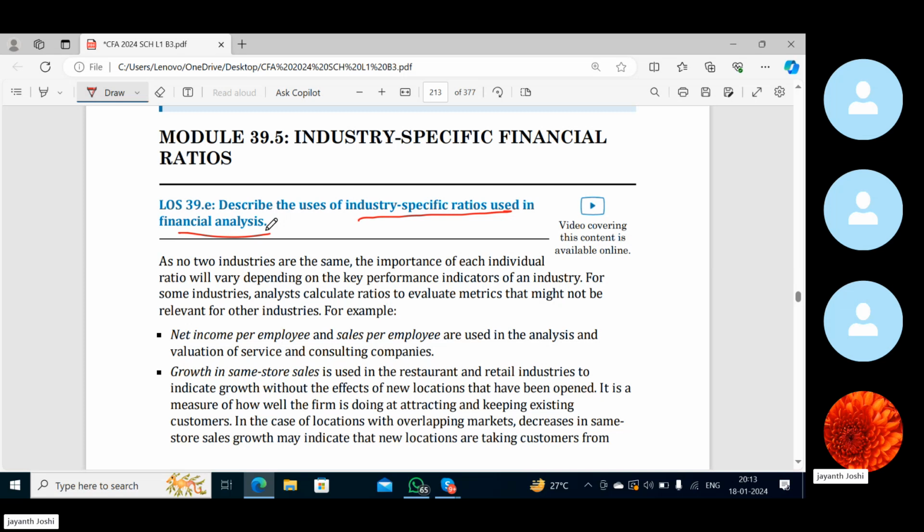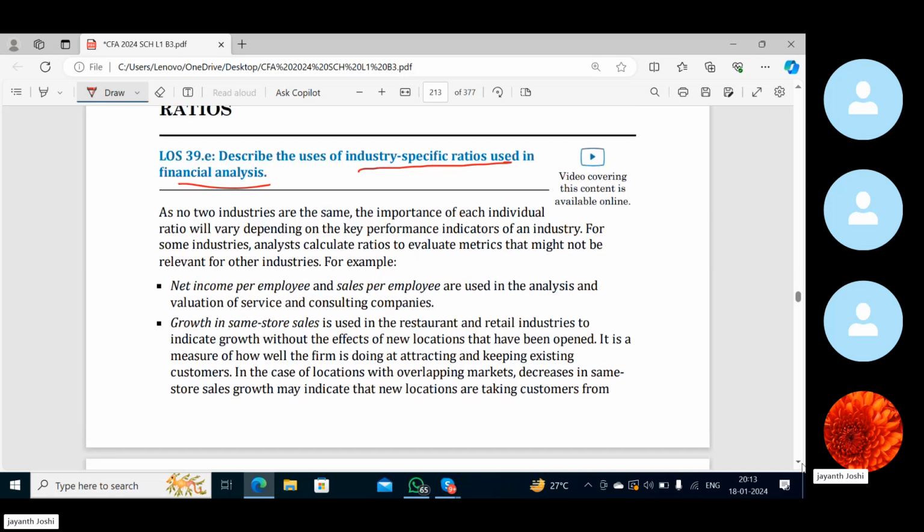Okay, so they are saying that if you are finding out industry specific ratios, how you can utilize them in financial analysis. As no two industries are the same, the importance of each individual ratio will vary depending on key performance indicators of an industry. Of course, there are some industries in which certain ratios, certain benchmarks may differ from certain industry.